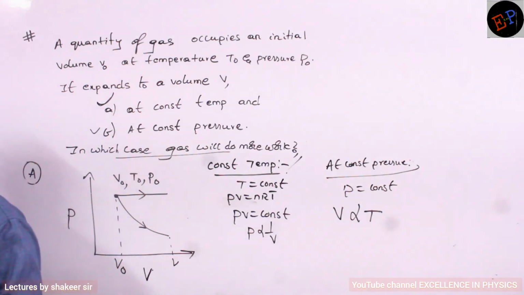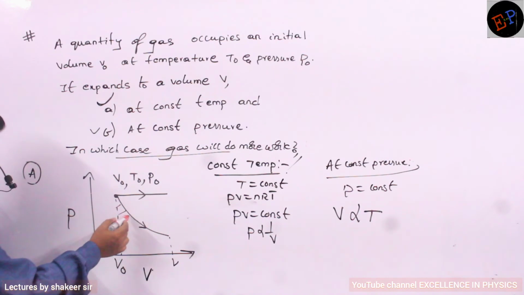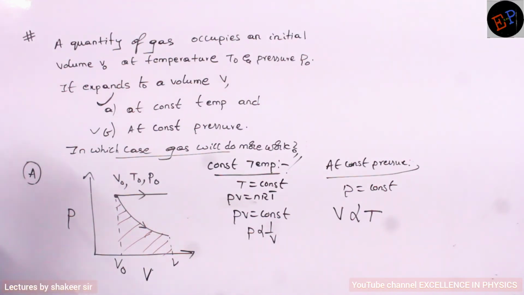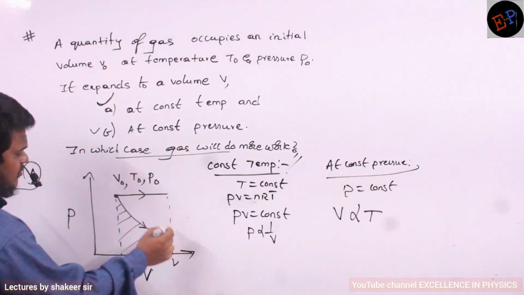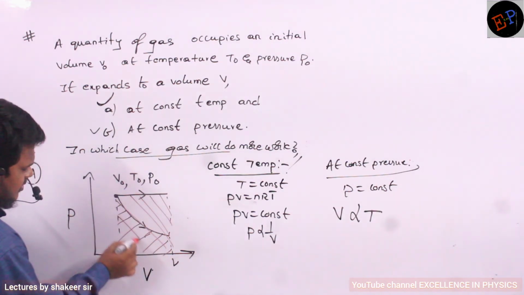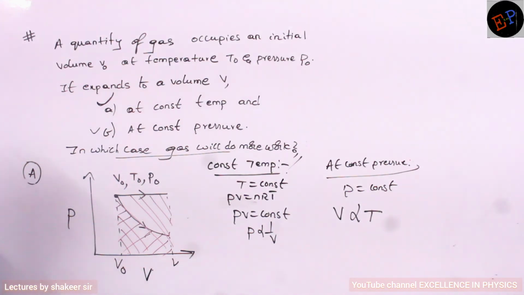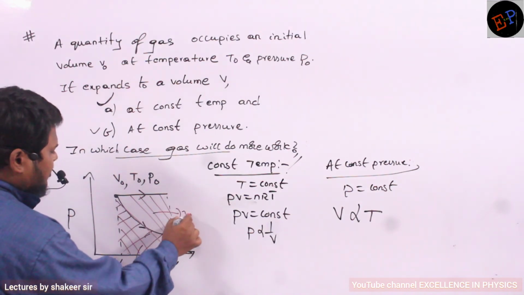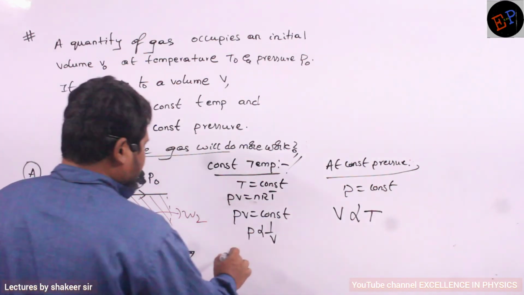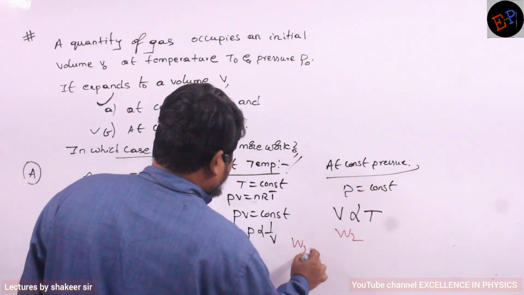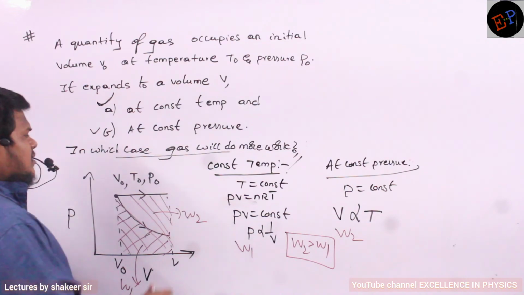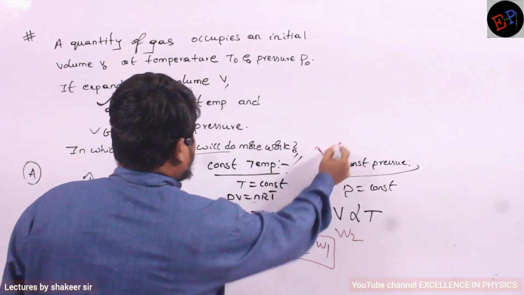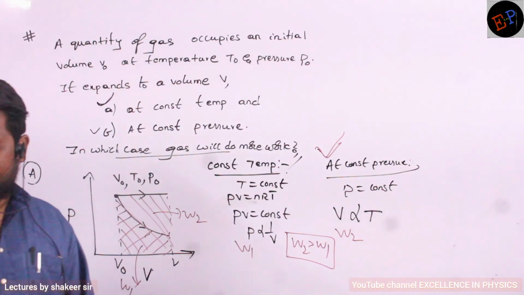Are you able to understand? So, in the first graph, how much is the area? In the first graph, I have only this much of area. That's all. But in the second graph, how much area do I have? In the second graph, I have this much total area. Clear, no? So definitely I can say the area in the second graph is greater when compared to the area under the first graph. So if I call this area W1, this area W2. Area is nothing but work done, no? So here work done is W1, here work done is W2. So W2 is greater than W1. So work done under constant pressure process is greater here. That's it. Are you able to understand?